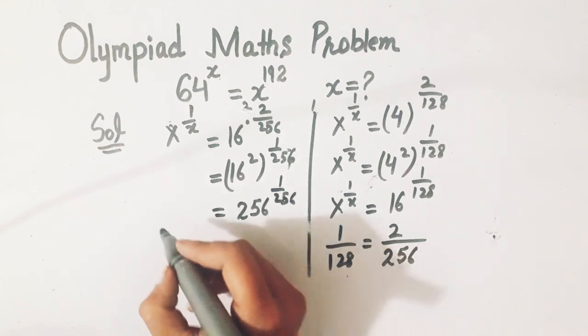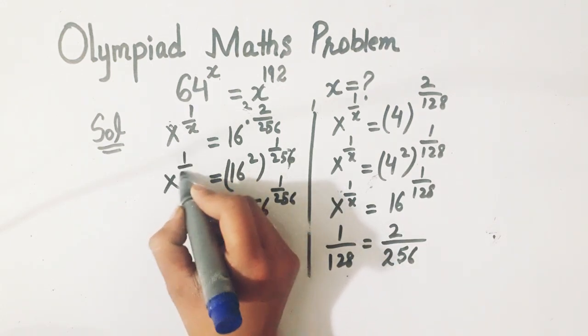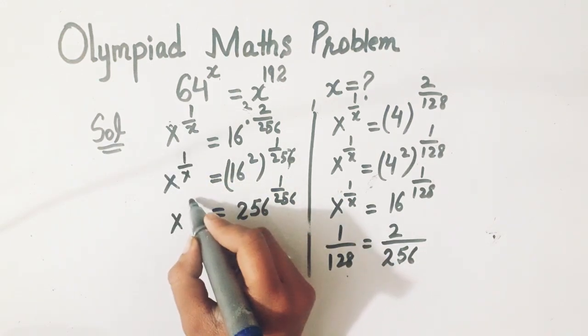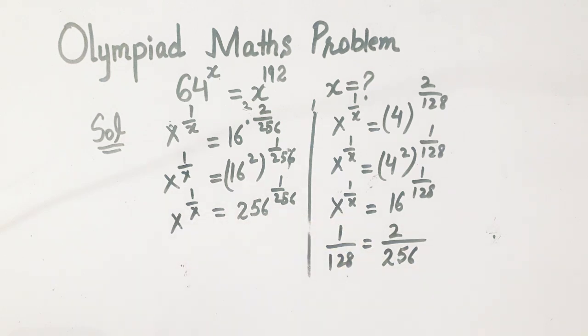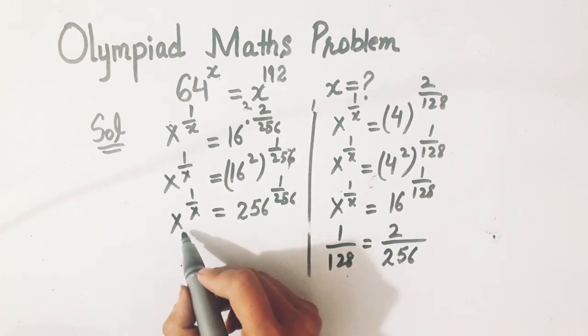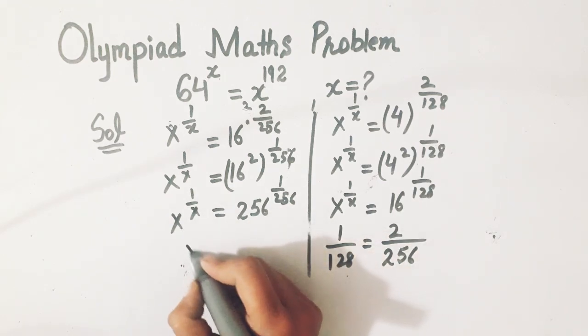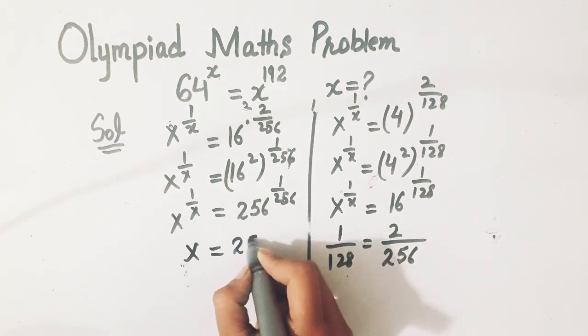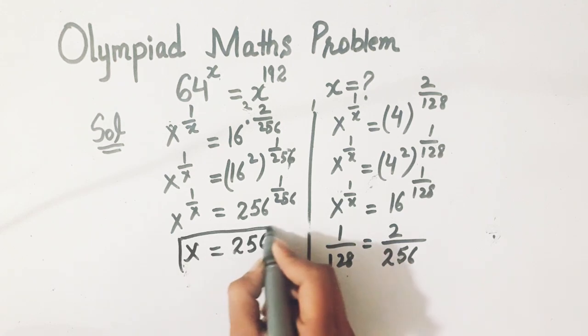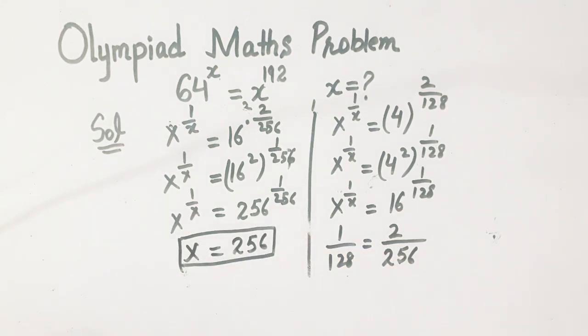So we have x raised to power 1 by x, and this is also 256 raised to power 1 by 256. If the bases are the same, the powers are also the same, so x equals 256. This is the answer of this question.